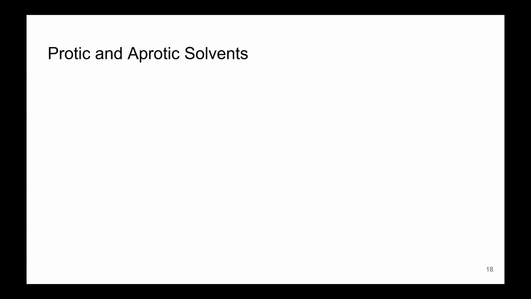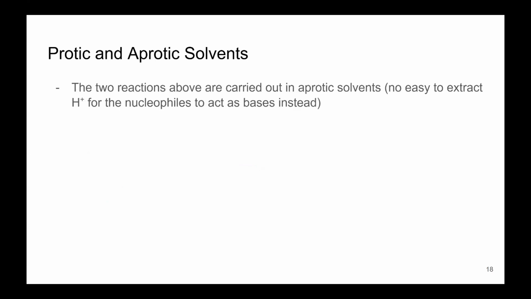So we're going to talk about protic and aprotic solvents. The two reactions above, the one with Grignard reagents as well as the reduction reactions, are carried out in aprotic solvents. So there are no easy to extract H+ for the nucleophiles to act as bases instead, because some nucleophiles can readily act as bases, and that would really destroy your nucleophiles after they are protonated. You don't want that to happen. So aprotic solvents are used.